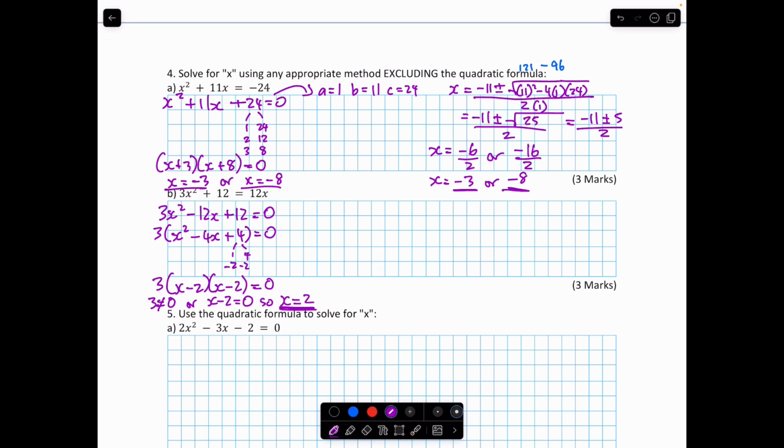Now, quadratic formula, we had to make it equal 0 in the first place. So a is equal to 3, b is equal to negative 12, c is equal to 12. Plug it in. Negative 12 plus or minus negative 12 squared, take 4 lots of a, c, over 2a. Negative 12 is positive 12. Do the working out up the top. 144.